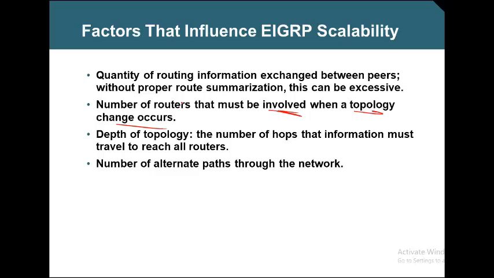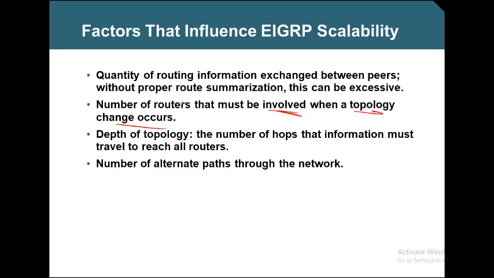I repeat, you have a primary path. You also have a feasible successor path, a backup path. When a primary path goes down, what will happen? The backup path will become primary. So the time taken to converge is very less. The convergence happens very fast. The packet goes through the new path.